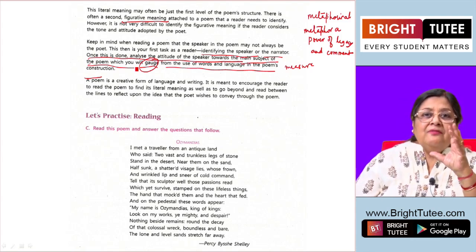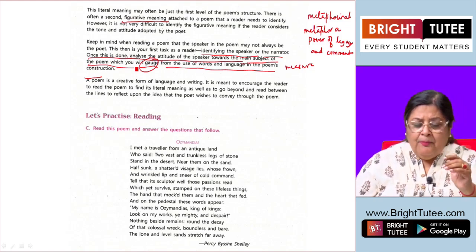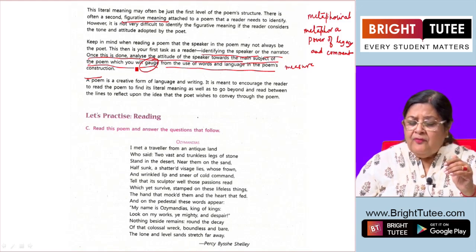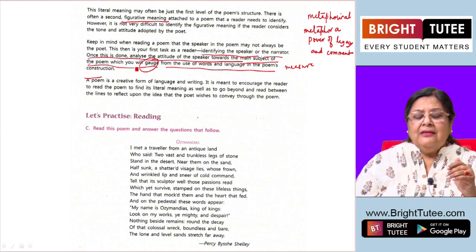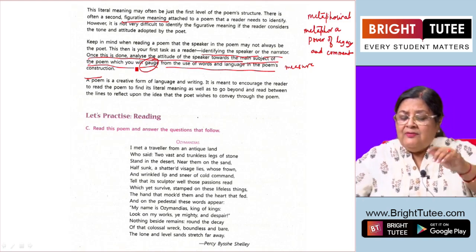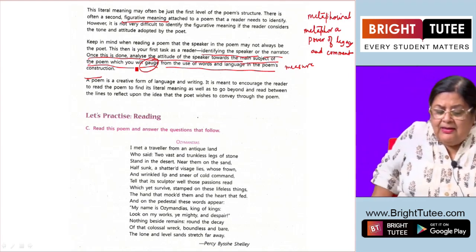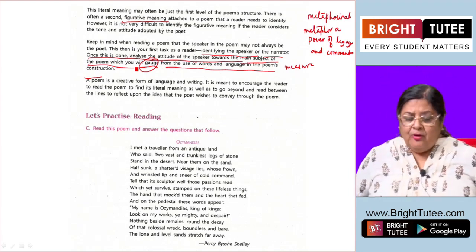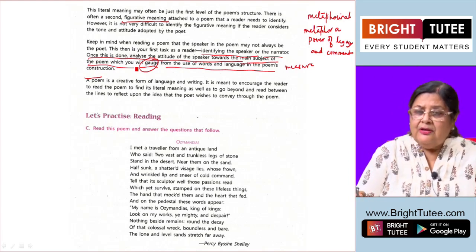You have to justify the language and the construction of the poem mainly. A poem is a creative form of language of writing. It is meant to encourage the reader to read the poem and find the literal meaning, as well as to go beyond and read between the lines to reflect upon the idea that the poet wishes to convey through the poem.